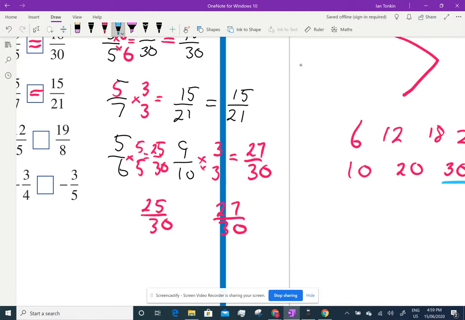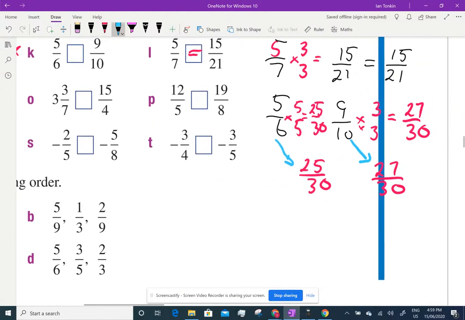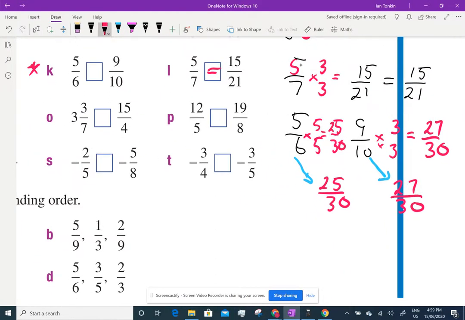Now, these are the same fractions. That's what 27 over 30 is, and that's what 25 over 30 is. Now, it's obvious, now we've got the same denominator, that the 9 over 10 is bigger. So I'll put the inequality sign in.